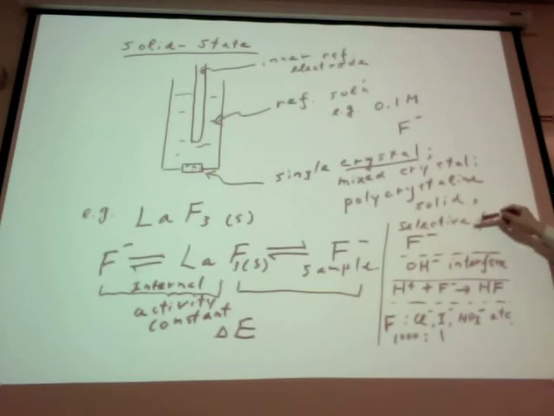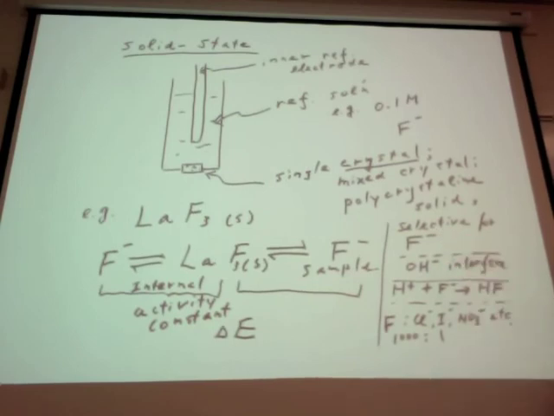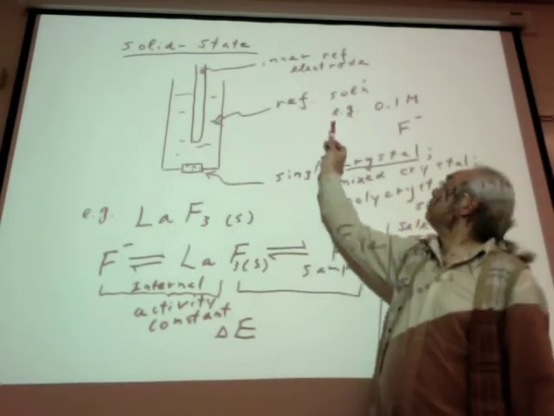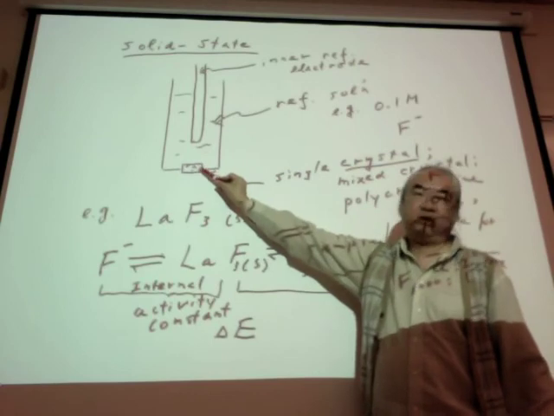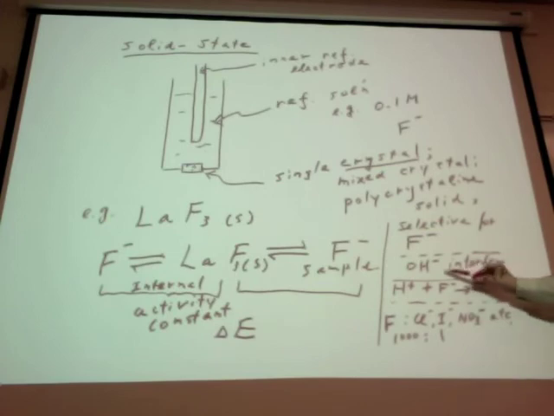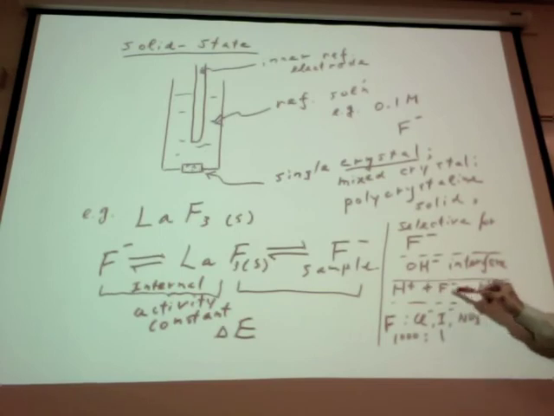It is because you specify the fluoride as a crystal that it's going to be selective for fluoride, and make sure your internal solution is common, the anion is common to the anion on the crystal, to make it work. The OH minus could interfere, because this is minus and this is minus as well. Now the H plus likewise could interfere because the H plus can react with the F minus to form this.